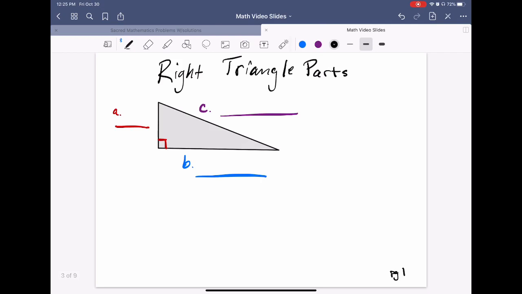So first let's look at triangle parts. Okay, here's my right triangle. I see that because I've noted there's a right angle there. First, side A, we'll just call it A, is the leg. Side B is also a leg. So much like an isosceles triangle, the sides have special names. And in a right triangle, the longest side is the hypotenuse. The two shorter sides are both called legs.